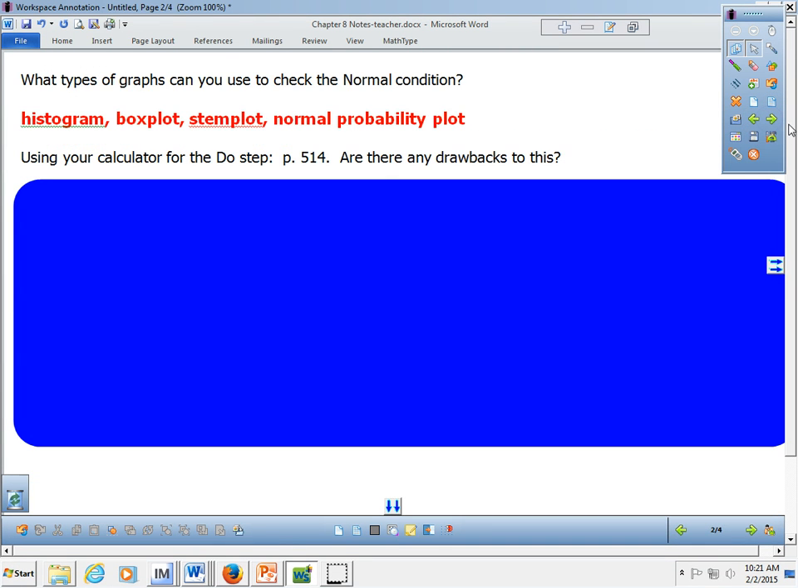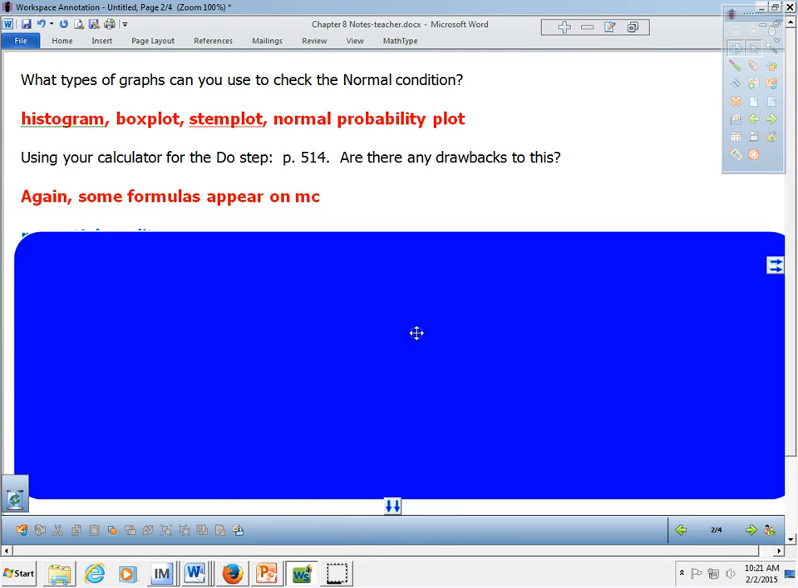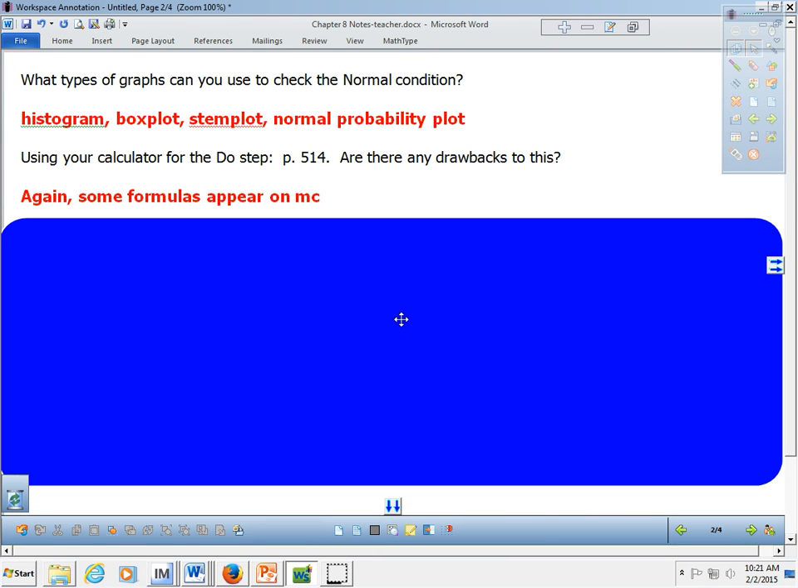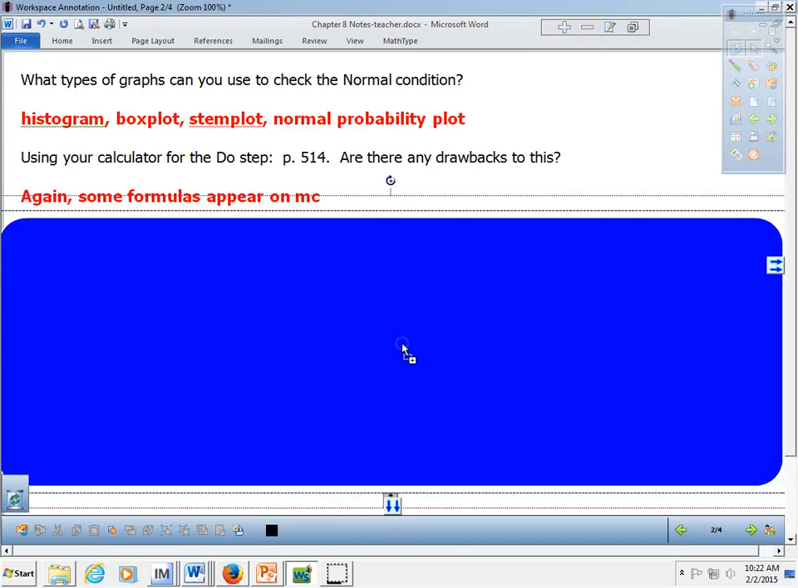Okay? All right. Next question before we get into our last example here is using your calculator. Again, on page 514, it'll walk you through how to use your calculator to do your T interval. Are there any drawbacks to this? Sure. They're the same drawbacks that we had with using the calculator for our Z interval. Right? Again, some formulas appear on the multiple choice questions. They'll take your 5 answer choices and plug numbers into the actual formula for the interval and ask you which one's correct, right? And they'll change some numbers around. So you need to understand the structure of the interval, right?